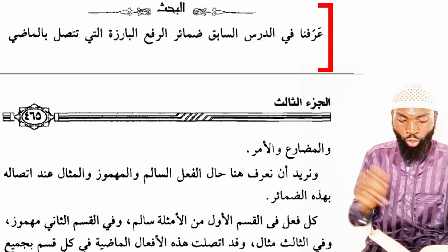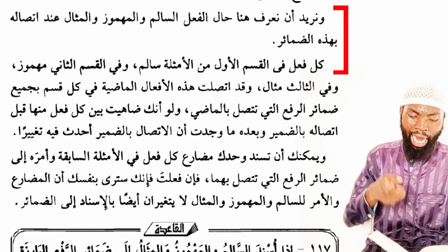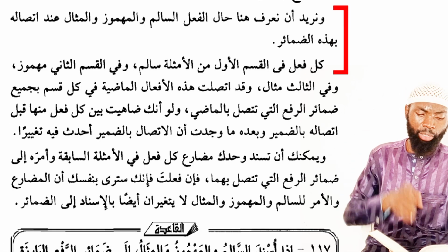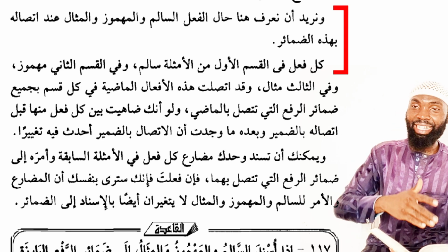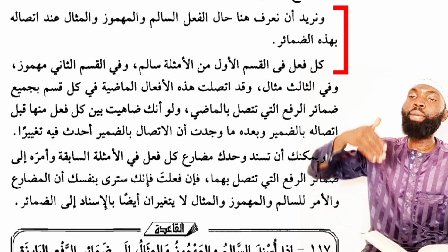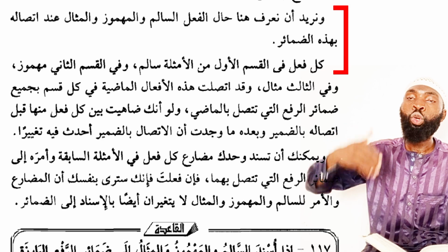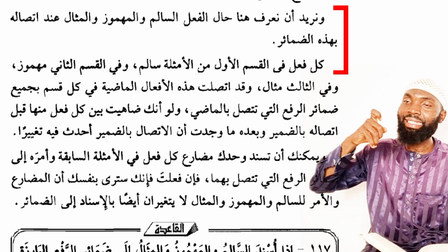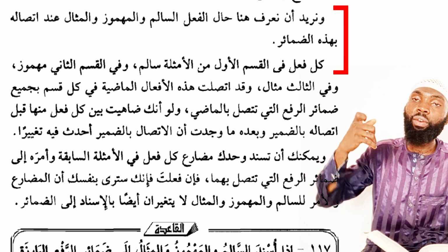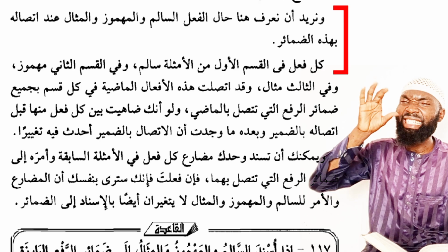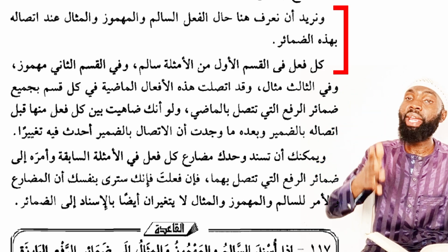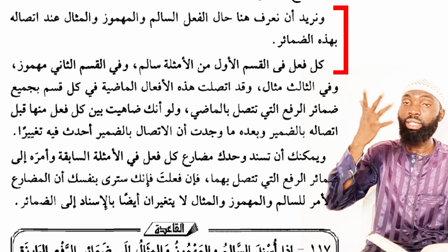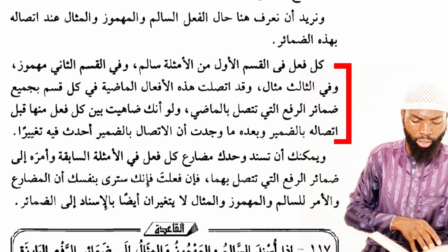We already know this. ونريد أن نعرف هنا حال الفعل السالم والمحموز والمثال عند اتصاله بهذه الضمائر. Now in this lesson we want to learn what will be the condition of a verb which has all of its letters as sound letters, or one of the letters as hamza, or the first letter beginning with wa, that is with an unsound letter. What will be the condition?